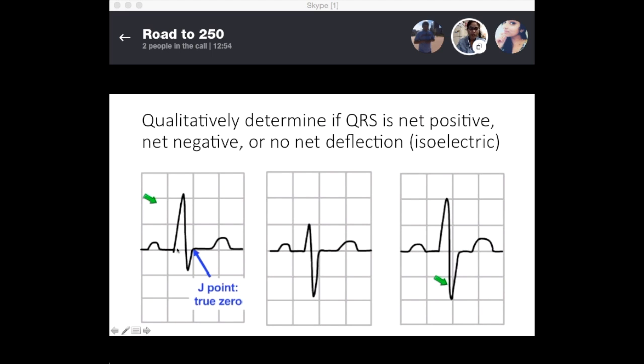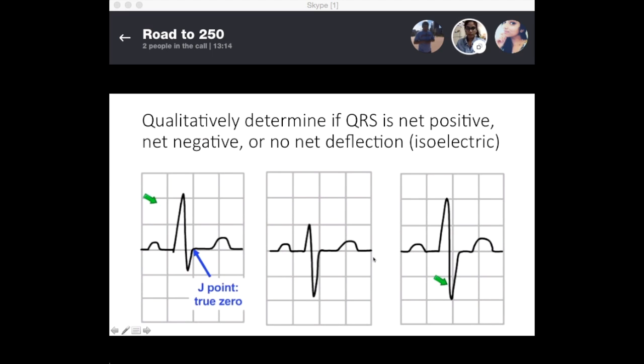So in this first one, we're comparing how much is going up versus going down. Clearly the peak is about 2 boxes above, versus the bottom deflection of about 1. If we did the top minus the bottom, that would be 2 minus 1, so +1. This is going to be a positive deflection.